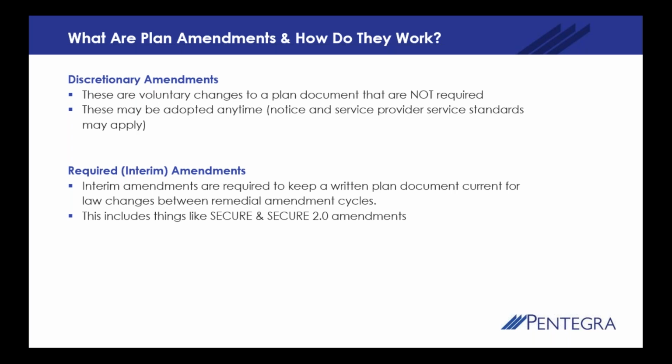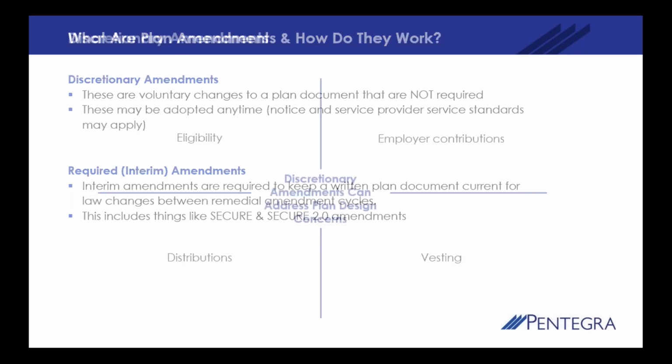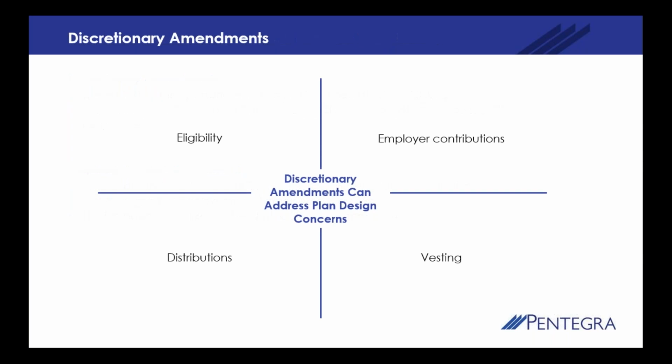Required or interim amendments are necessary to keep a written plan document current, and that can be for things like law changes, court cases, things like that occur between remedial amendment cycles. This can include things like Secure and Secure 2.0 amendments. Let's talk in a little bit more detail now about these two different types of amendments.